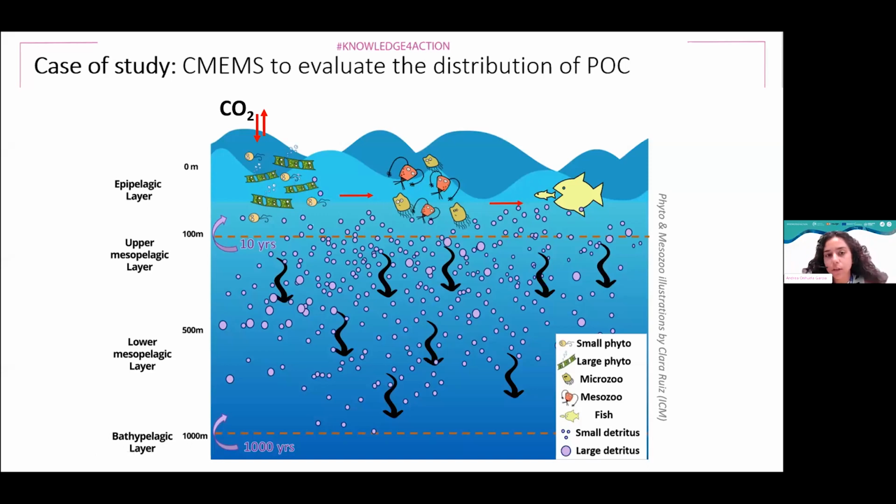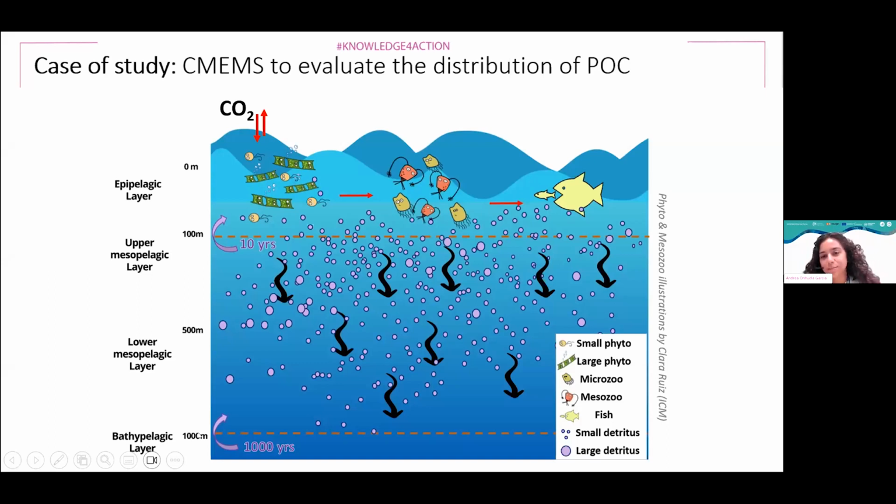This carbon that is produced in the epipelagic layer, from 0 to 100 meters, is sinking downwards, affecting the carbon content of the rest of the layers: the upper mesopelagic layer from 100 to 500 meters, the lower mesopelagic layer from 500 meters to 1,000 meters, and the bathypelagic layer below 1,000 meters.